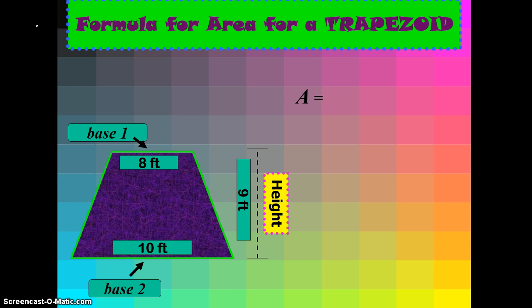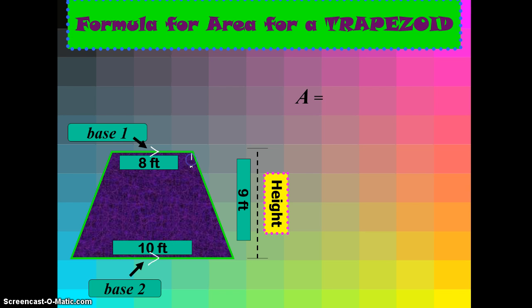So let's look at an example. Here we have a trapezoid. We have one pair of parallel sides. Remember, our parallel sides are going to make up our bases. Base 1, just because it's the first one, that's why I labeled it base 1. Base 2 because it's the second one, looking from top to bottom. Our height that they give us is 9 feet.